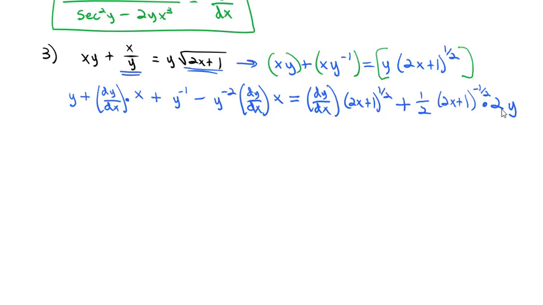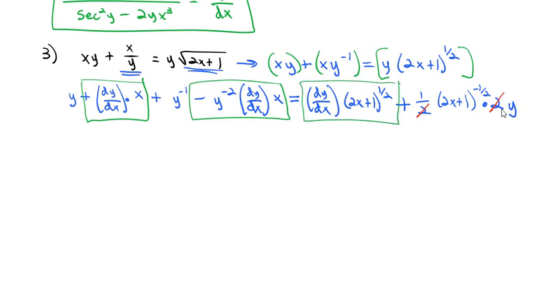Looking at this ugly thing that we have, a couple things to simplify. We've got a times 2 and a divide by 2. Those are going to reduce out, which is nice, so we don't have to deal with the fraction. Other than that, what we're going to want to do is get all of these dy dx terms. There's one right here, dy dx times x. We've got a negative y to the negative 2, dy dx times x. And we've also got a dy dx multiplied by the 2x plus 1 to the 1 half.